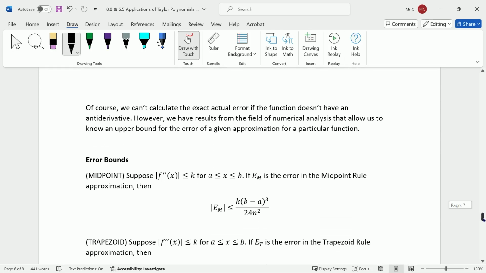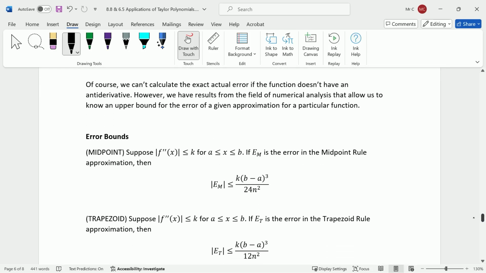All right. So, of course, in general, we can't calculate the exact error if the function doesn't have an antiderivative. So like if we had something like the integral from 0 to 1 of e to the negative x squared dx, right? We don't know how to take that antiderivative, so we can't find the actual exact error, but we have results from the field of numerical analysis that allow us to find an upper bound for the error of a given approximation for a particular function. So that's what we're discussing here is error bounds, upper bounds on the error.